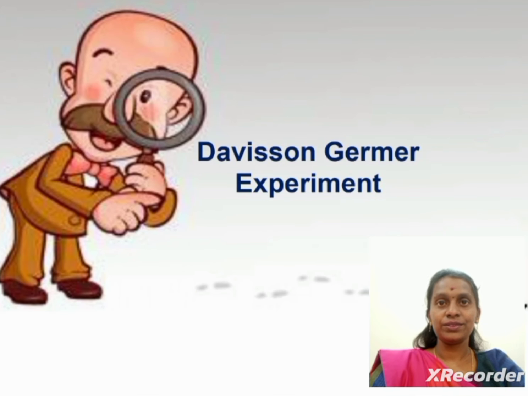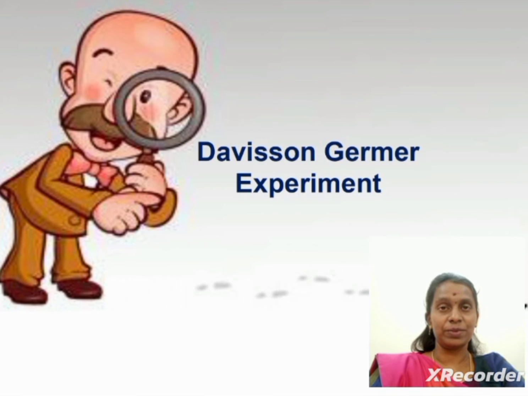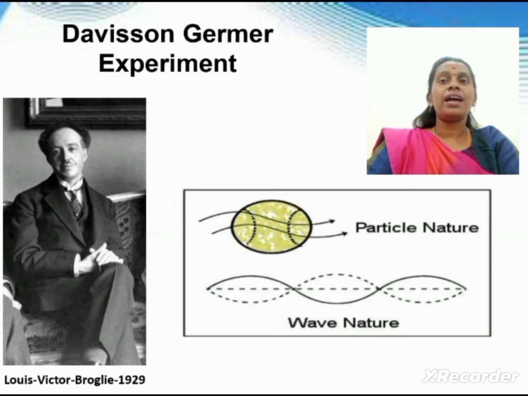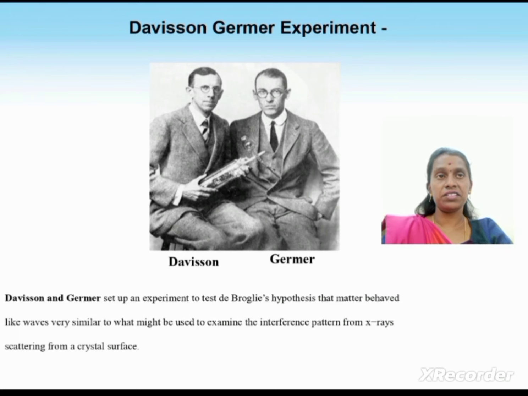In this video, I am going to explain about the Davisson and Germer experiment. In 1924, Louis de Broglie postulated that all forms of matter have both wave and particle characteristics. According to this hypothesis, electrons, just like light, have a dual particle-wave nature. Physicists C.J. Davisson and L.H. Germer were the first to experimentally prove the wave nature of material particles in 1927.